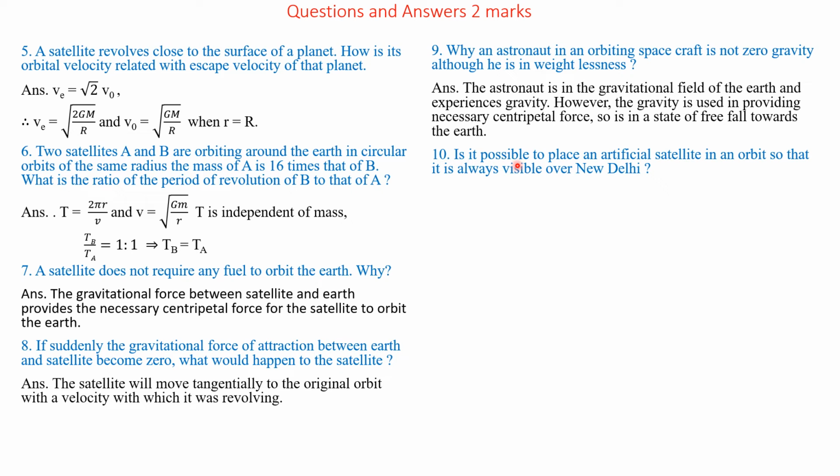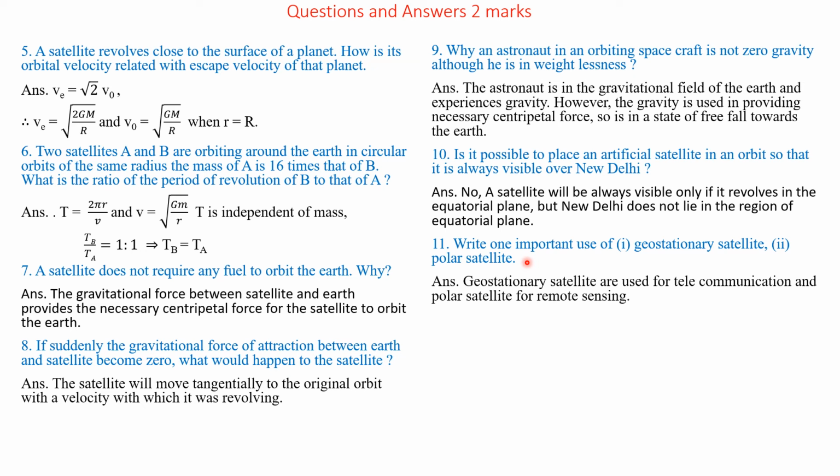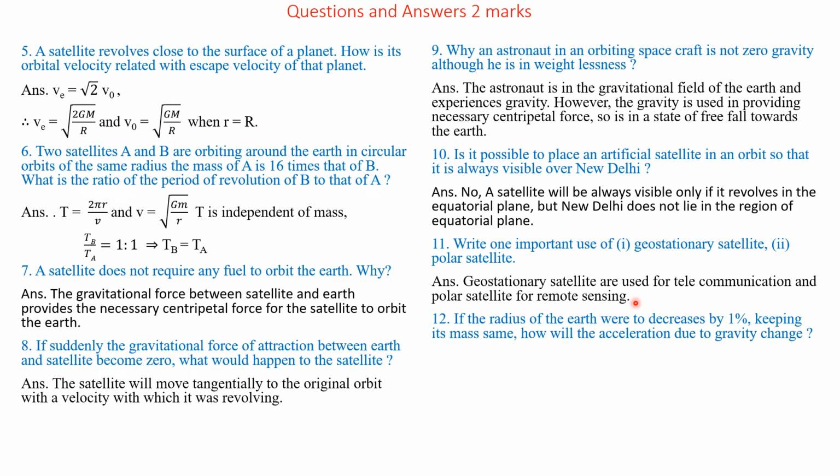Question number 10. Is it possible to place an artificial satellite in an orbit so that it is always visible over New Delhi? Answer is no. A satellite will be always visible only if it revolves in the equatorial plane, but New Delhi does not lie in the region of the equatorial plane. Question number 11. Write an important use of 1, geostationary satellite and 2, polar satellite. Geostationary satellites are used for telecommunication and polar satellites for remote sensing.